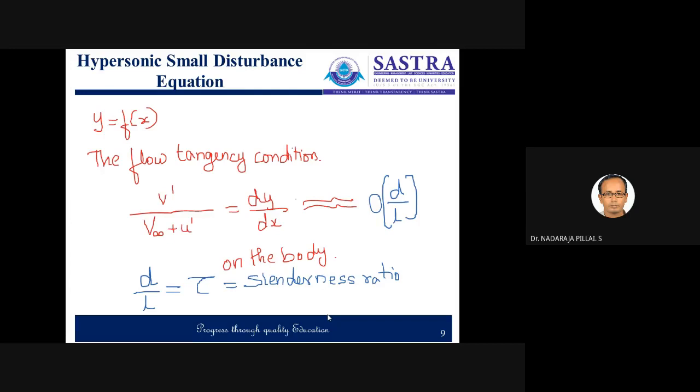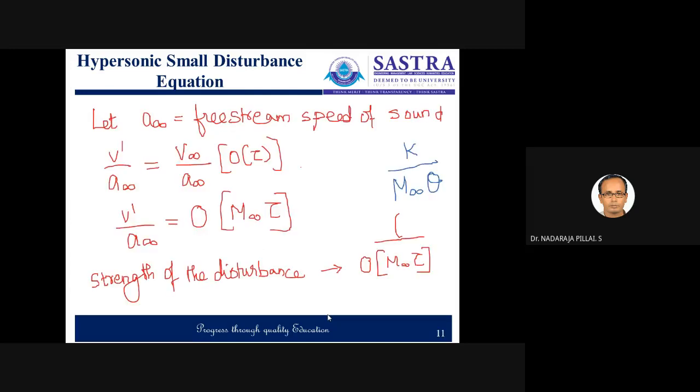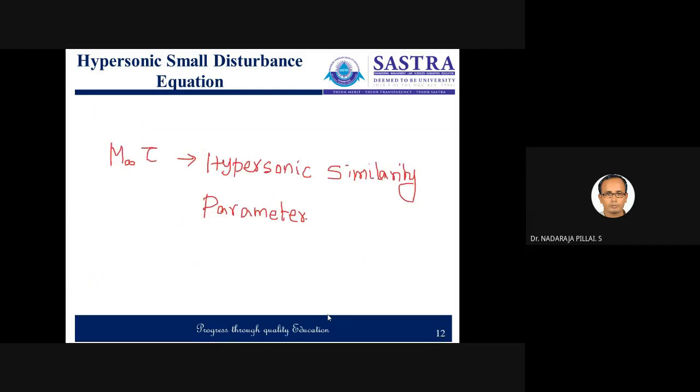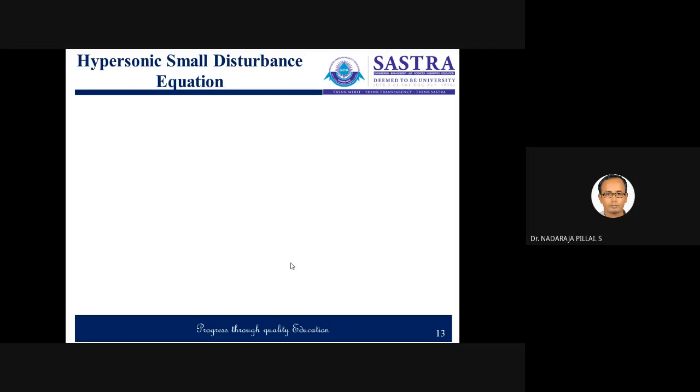So we discussed slenderness ratio and derived all these things, and finally we understood that M infinity tau is a kind of hypersonic similarity parameter, which is almost similar to that K value, K equal to M1 theta. Now, we know the basic governing equations.